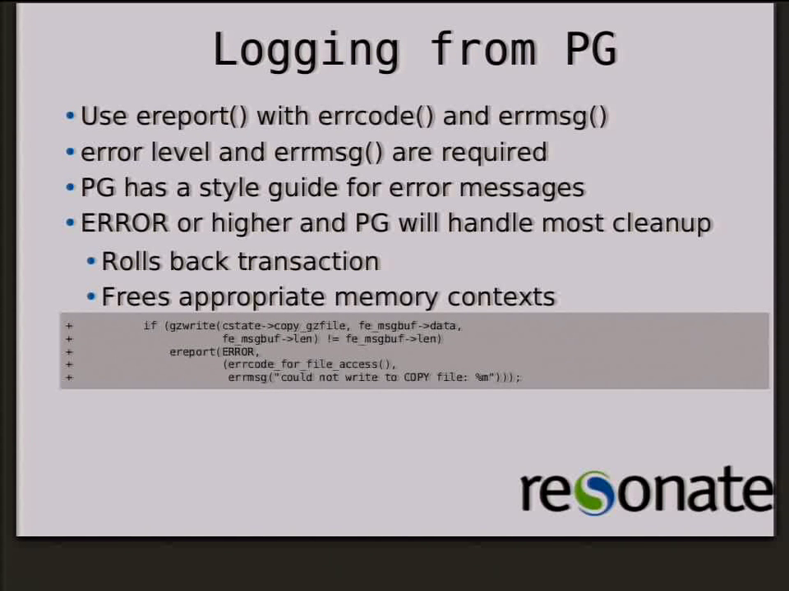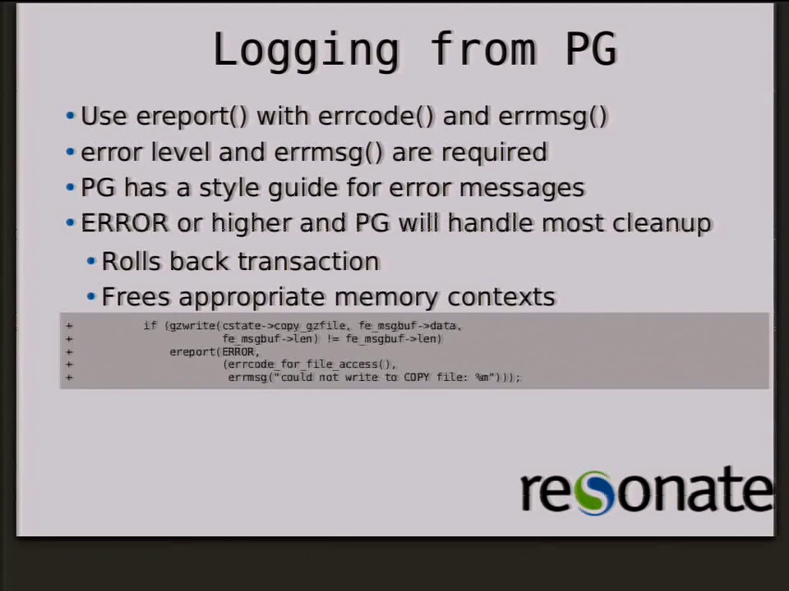What you use to do logging are ereport, an error code, and an error message, right? The error level and the error message are required to be passed in. We actually have a style guide for error messages inside of our documentation. If you are doing anything that creates new error messages, you ought to go and read what the style guide says about how that should be constructed, because it really is important for things like translation. It makes things a lot easier on the translators if everything follows the style guide, and they will yell at you.